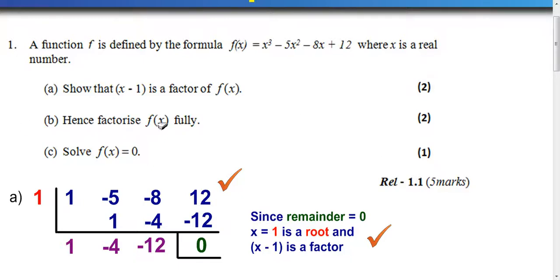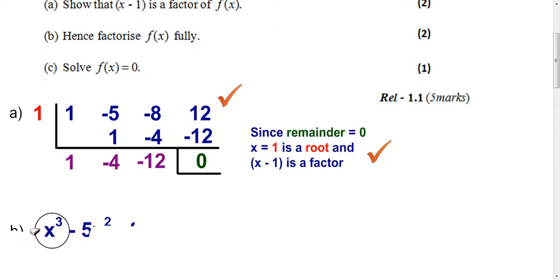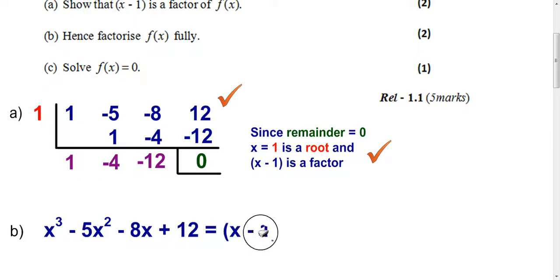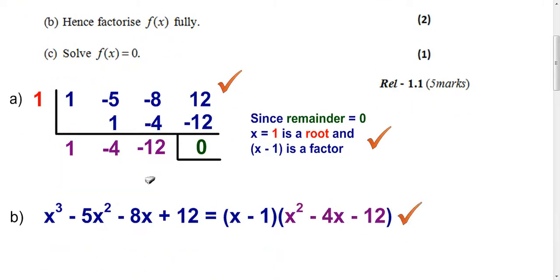Part B says, hence fully factorise. So to factorise this, basically in the first question we've got the first bracket. We're just trying to put this into brackets. So the first bracket is x minus 1. The next bracket you get from the bottom here, which is really called the quotient. This is the coefficient of your x squared terms, this is the coefficient of x, and this is your number at the end. So we can say that this function here goes into the first bracket there, x minus 1, and then this, coefficient of x squared, coefficient of x, and then your number value at the end.